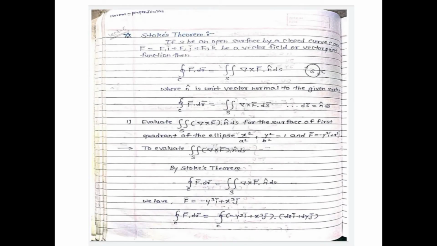So Stokes theorem: if S be an open surface bounded by closed curve C, and F bar is F1 I bar plus F2 J bar plus F3 K bar, a vector field or vector point function, then the integration over closed curve C of F bar dot dr bar is equal to the double integration over surface S of del cross F bar dot n cap ds.